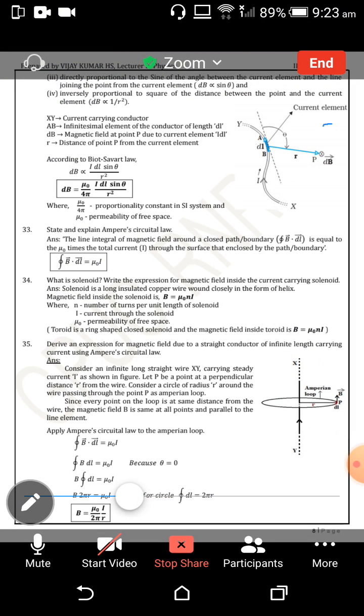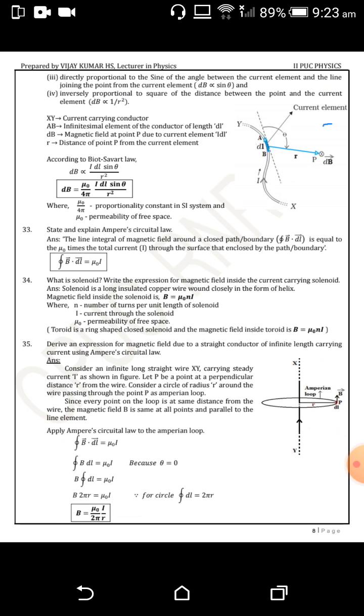The next is: derive an expression for magnetic field due to a straight conductor of infinite length carrying current using Ampere's circuital law. Even this is an important expression, asked for 3 marks. So we need to find the expression for magnetic field due to a straight conductor of infinite length carrying a current. As usual, the same figure.